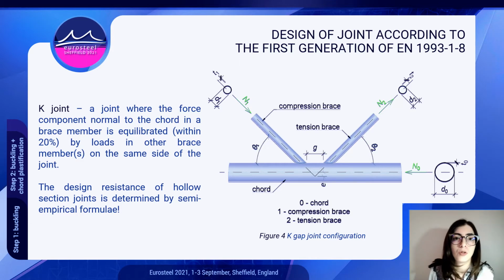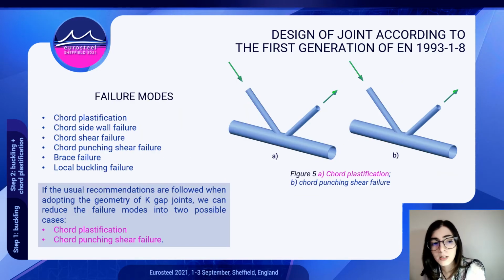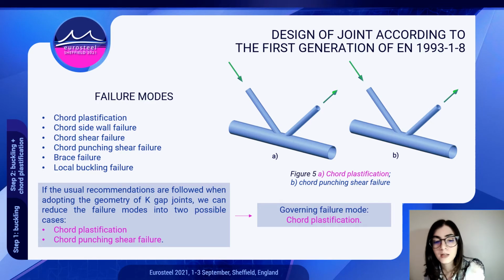Our subject is a welded joint, and determining the design resistance of this joint is actually quite complicated. For that reason, to describe its design resistance, we use some empirical formulae derived from some simplified analytical models combined with experimental evidence. There are several failure modes of K-gap joints, but if we follow the usual recommendations when adopting their geometry, we can reduce the failure modes into two possible cases: plastification of the chord and chord punching shear failure. Moreover, if we follow these recommendations, the governing failure mode is the plastification of the chord, so we just have to make an additional check for chord punching shear failure.